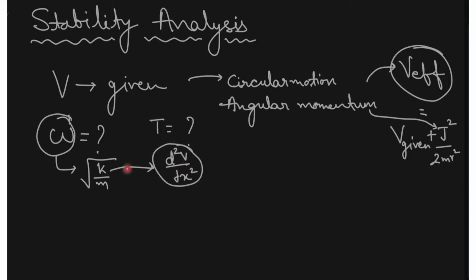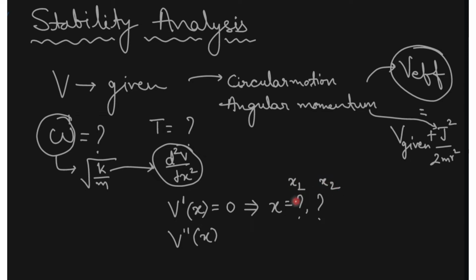Next thing. Sometimes in a question they ask for the angular frequency at the stable equilibrium point. When they ask such a question, it should be clear to you what the stable equilibrium point is. For that, step 1 is to find the first order derivative of the given potential and equate it with 0, and you get the values of x. Step 2, find the second order derivative of the given potential and evaluate it at the values of x which you got from step 1.